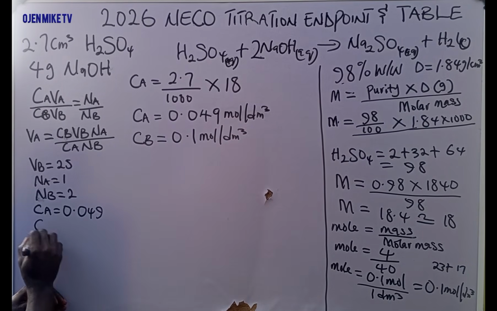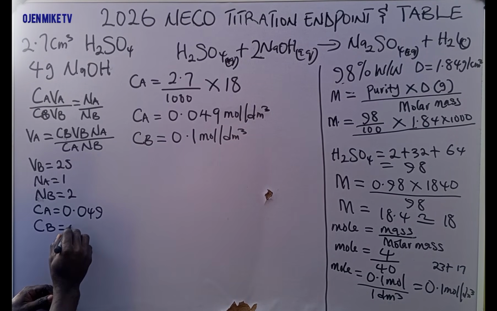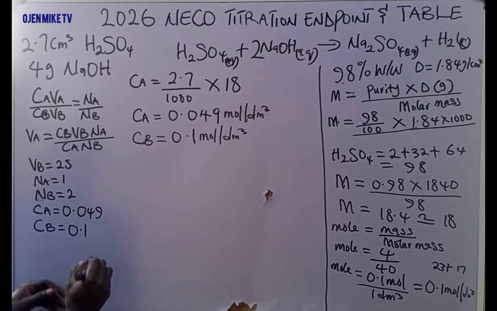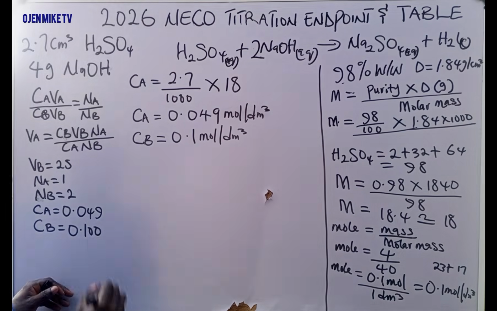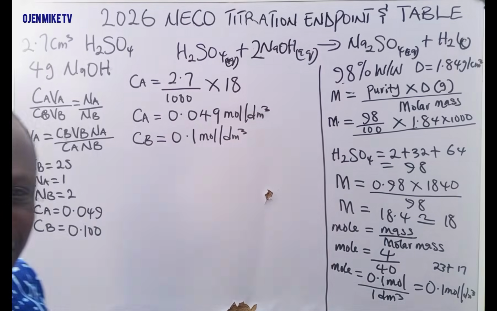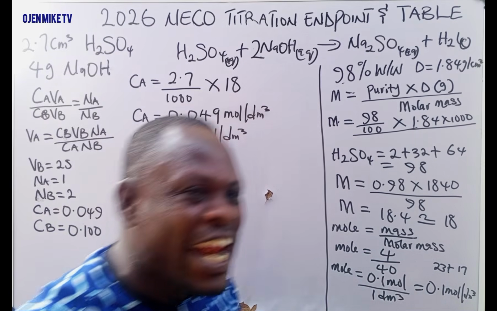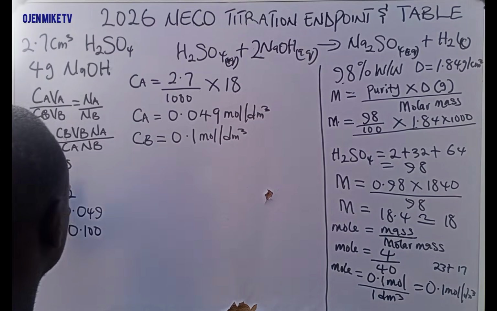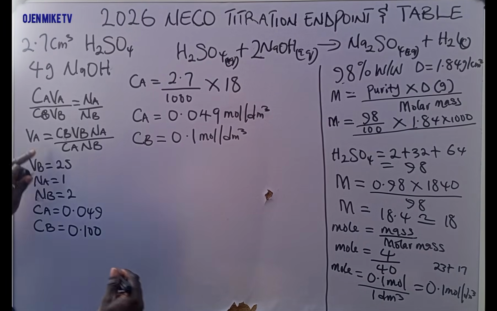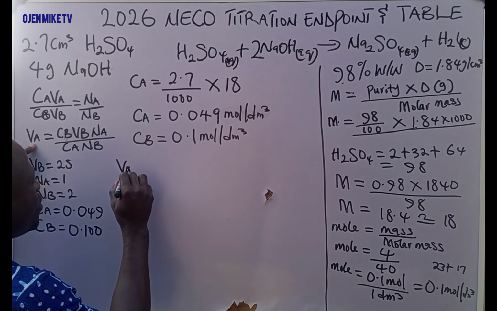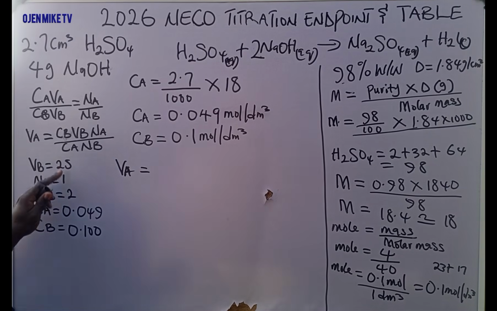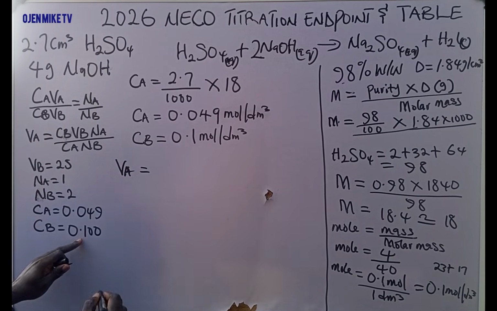So here Cb is equal to 0.1. All right, let's make it to 2 decimal places or 3 decimal places like this one. Are you following? Now let's go and apply our formula. Remember, our formula says that Va is equal to, what is your concentration of base? Is given at what?